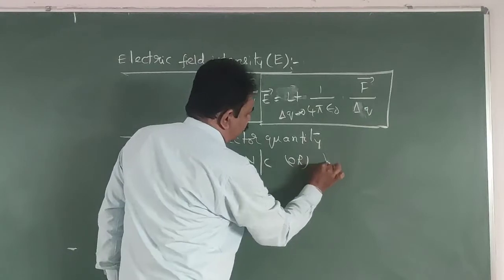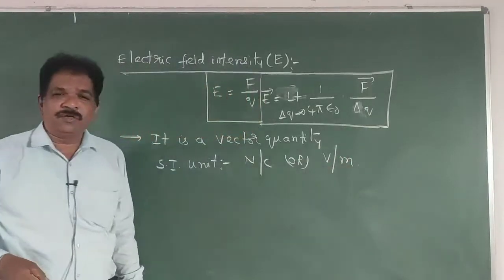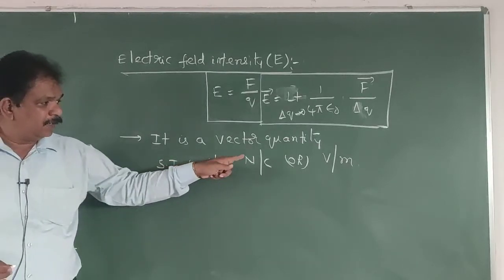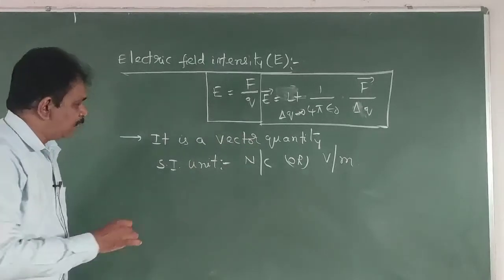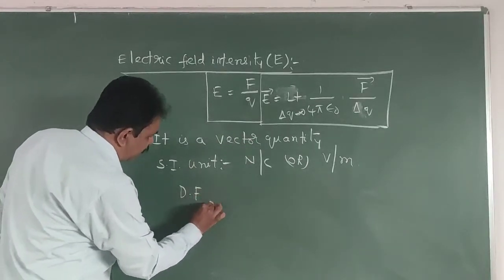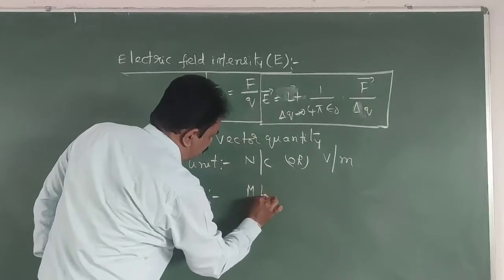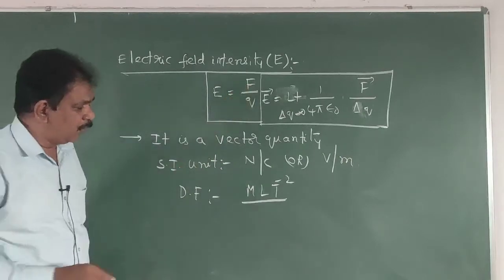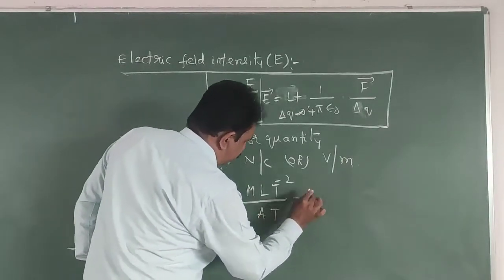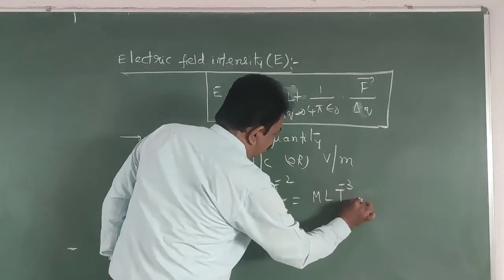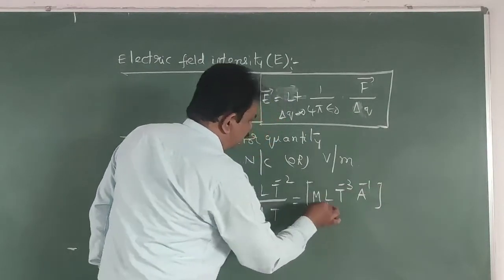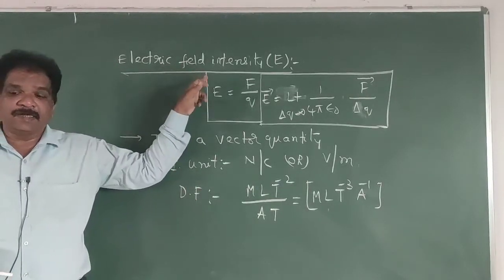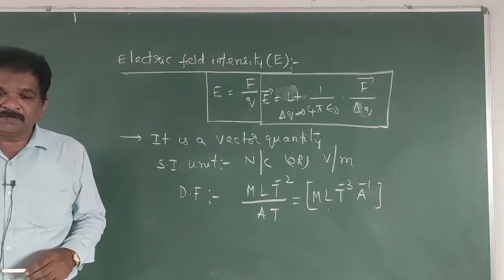And one more unit will be there for this: volt per meter, from the formula E is equal to V by R. From that formula, we write the unit volt per meter. What is its dimensional formula? The force dimensional formula is M L T power minus 2, and the charge dimensional formula is A T. So the dimensional formula for electric field intensity is M L T power minus 3 A power minus 1. The point is clear.